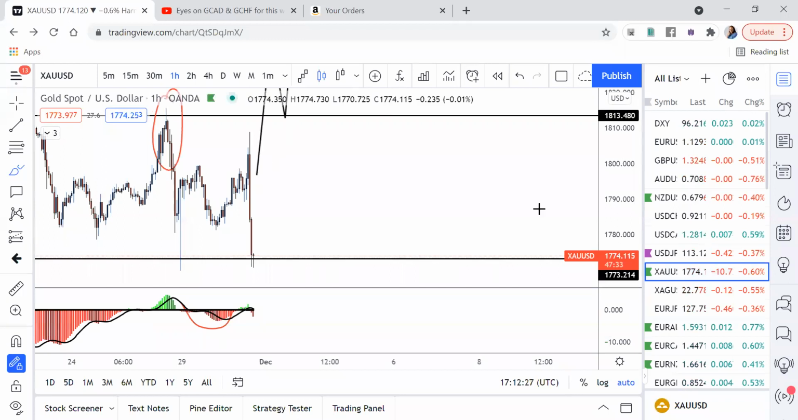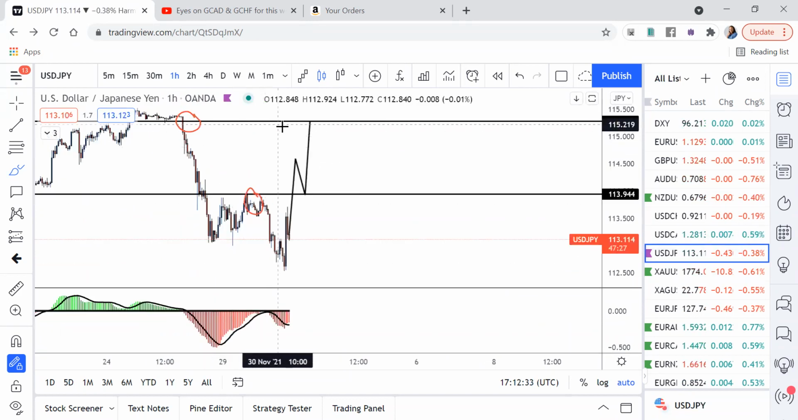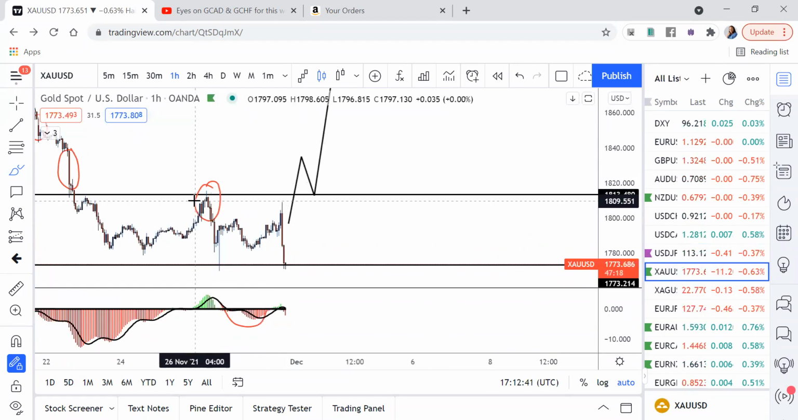Gold for a potential buy. Remember, on the UJ we're looking for a long-term seller, so there's a counter trend trade. Gold for a potential buy, but I prefer structure to break first. So let structure break, and then we could look at that buy.